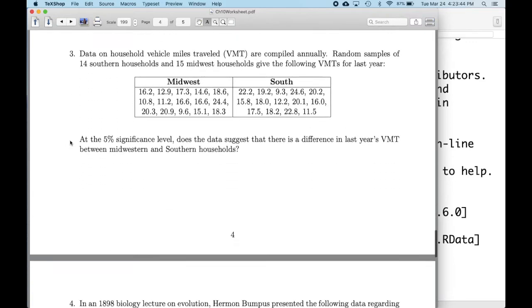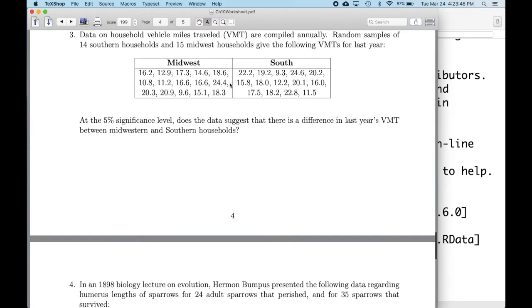So I'm going to start with number 3, and I'm going to show you basically everything that we need to do and all the different options, or at least many of the options. For number 3, this is the one where we had the vehicle miles traveled per household. These are measured in thousands, and we wanted to know at the 5% significance level, is there a difference between the Midwestern and the Southern households?